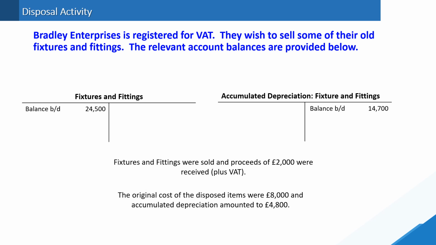Now in this question, we've got £8,000 worth of assets that are disposed, and that £8,000 is already included in that balance brought down of £24,500 on the fixtures and fittings account. Just like that accumulated depreciation of £4,800 is already included in the balance brought down on the accumulated depreciation account. So all we need to do is take the 3 steps that we've talked about today, apply the figures to the ledger accounts, and we will be able to work out whether a profit or loss has been realised upon the sale.